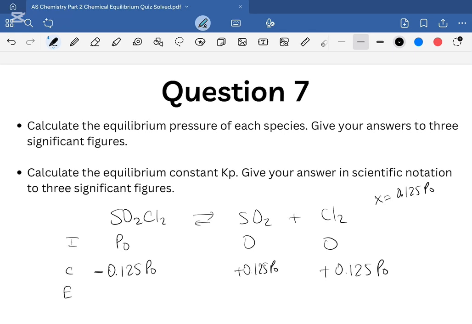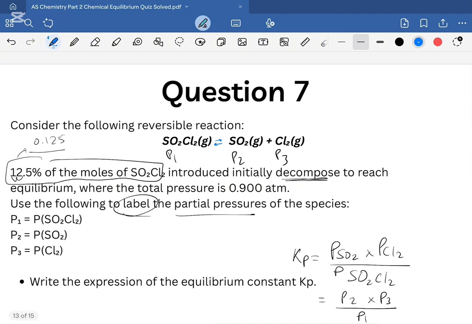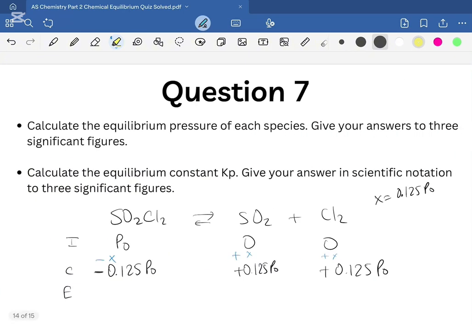This is because I suppose that x is equal to 0.125 P0. So if you're working with x, you would have placed a minus x, a plus x, and a plus x. Since you know that this is the amount that decomposed, you can think of it as the x value that I placed, because this is what they mentioned over here.